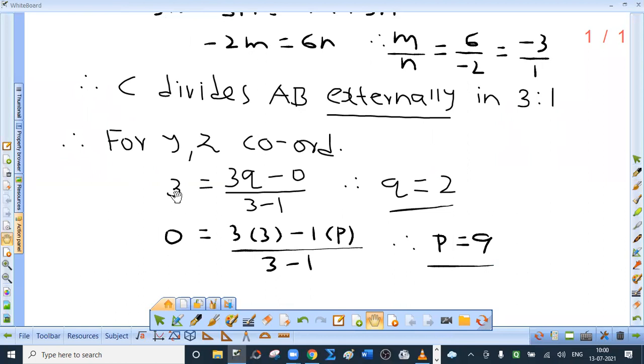So this is the y coordinate of C: 3 times y coordinate of B minus 1 times y coordinate of A upon 3 minus 1. So this gives me Q equal to 2. Similarly, P equal to 9. You have to write the answer separately that C divides the segment externally in the ratio 3 is to 1, P equal to 9, Q equal to 2. So that's it for today.